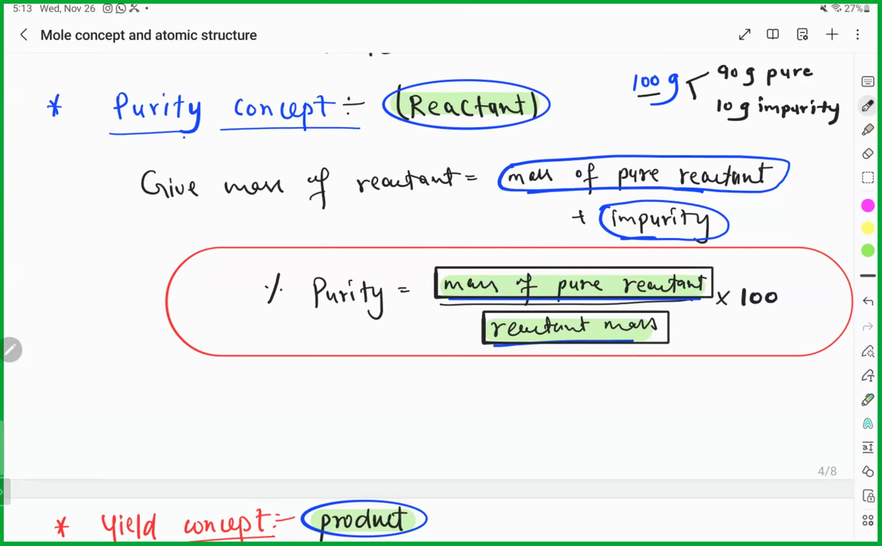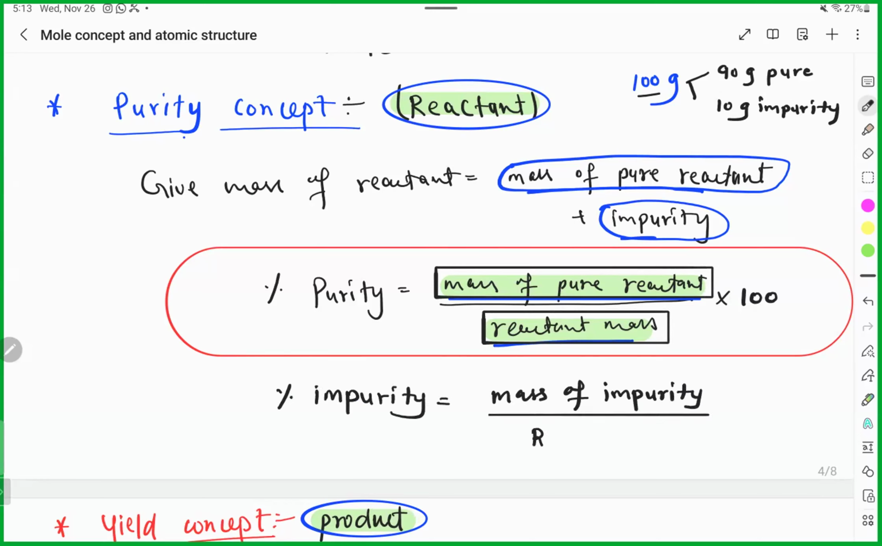Even you can calculate here impurity. What is the percentage of impurity? So mass of impurity divided by total reactant mass, multiply by 100. So Jordan, what will be the impurity percentage in this situation? 10%. 10%, exactly.